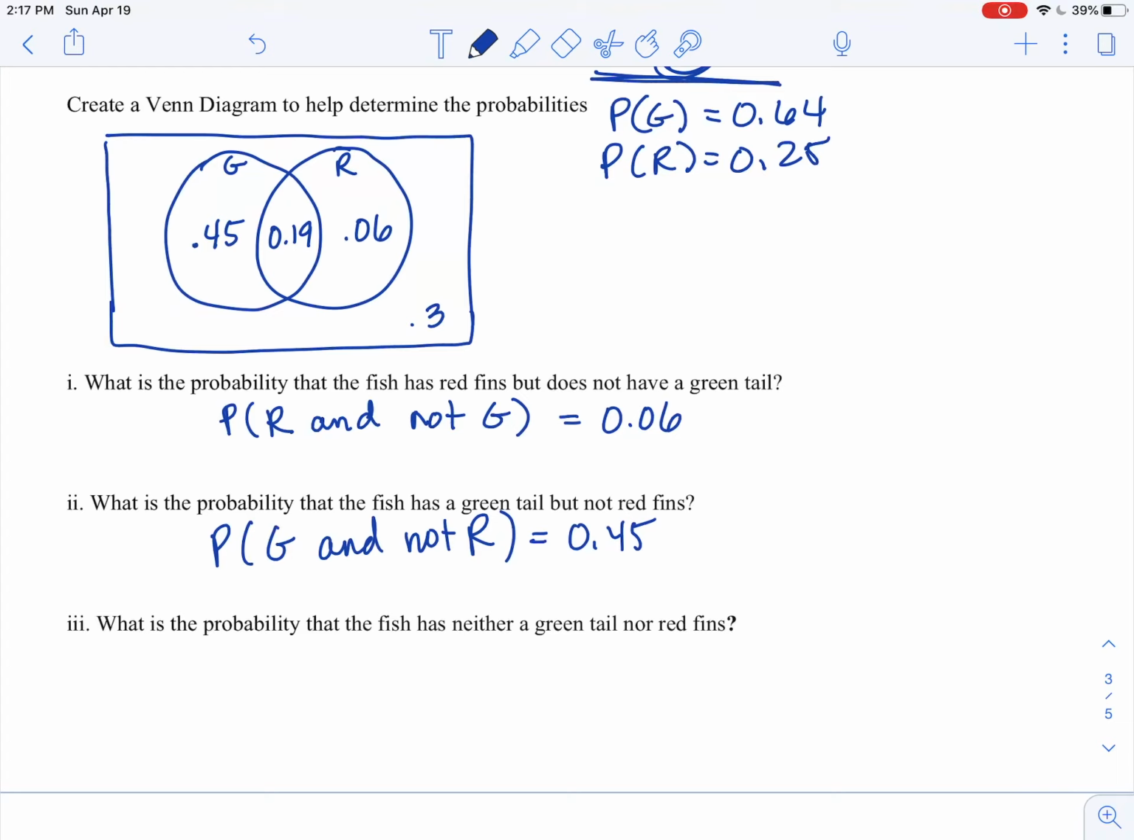And last but not least, what is the probability that the fish has neither a green tail nor red fins? That's the neither. Neither green tail nor red fins is everything that's outside the circles, and that's why that one is going to come out to be 0.3.